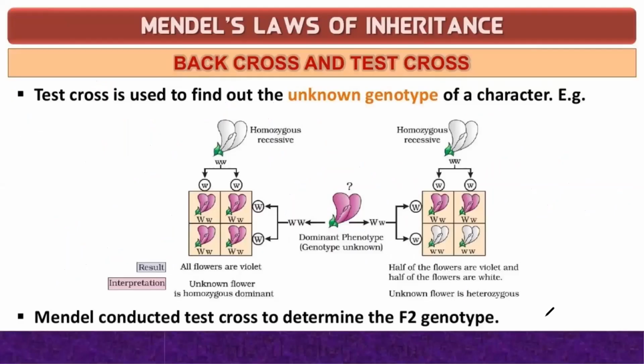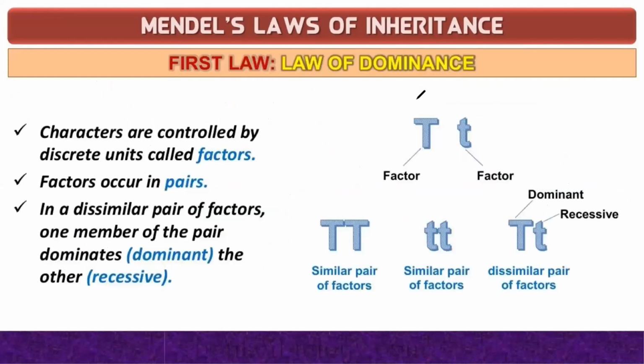So that was it. When did Mendel use this test cross? Mendel used this test cross to determine the F2 genotype. To know the genotype of the F2, Mendel used the test cross method.